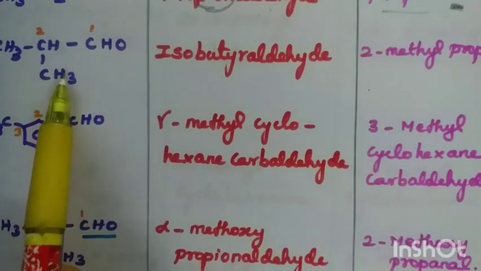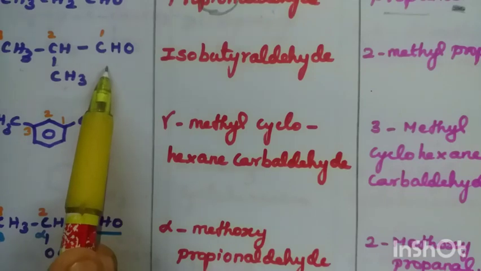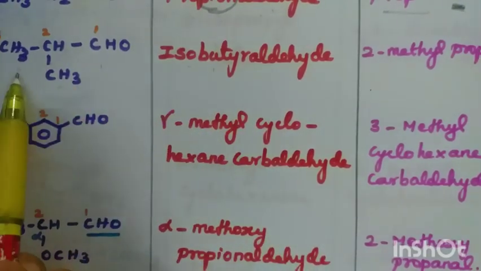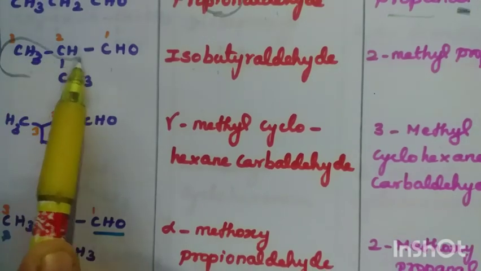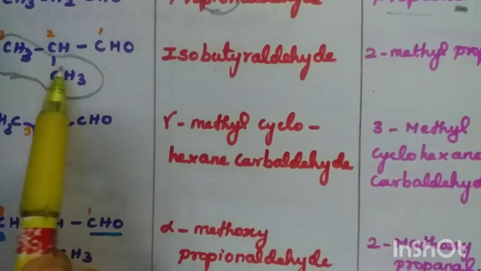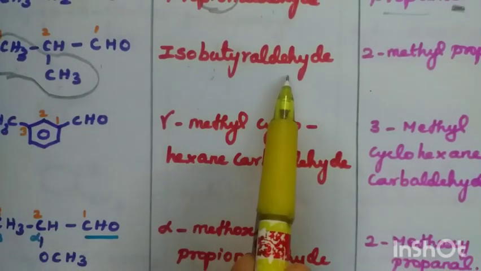It is four carbon atoms: CH3, CH, CH3, CHO. How to write the common name? Isobutyraldehyde. If one carbon has two CH3 groups attached, it is called iso. Totally how many carbon atoms are there? Four carbon. So isobutyraldehyde.